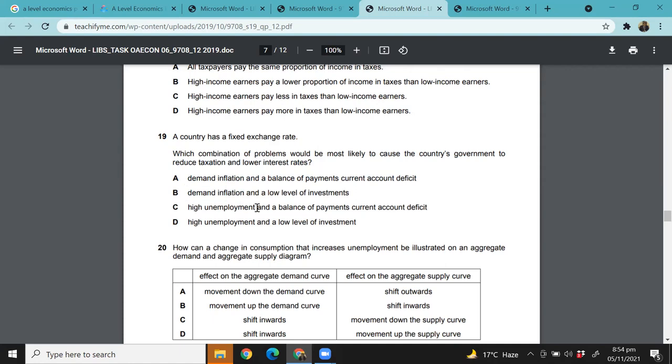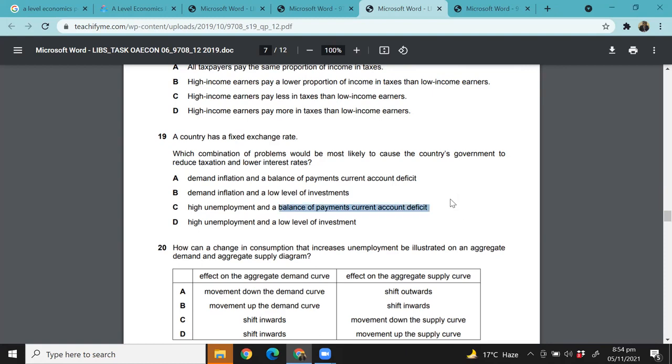The C part says high unemployment and a balanced current account deficit. Okay, now think about this. Which combination of problems would be most likely to cause the country's government to act? If unemployment is high, then you can fight high unemployment by lowering taxes and lowering interest rates. Elsa, is this making sense to you? Do you agree with me or not? If you lower the taxes, you can fight unemployment. That's correct.